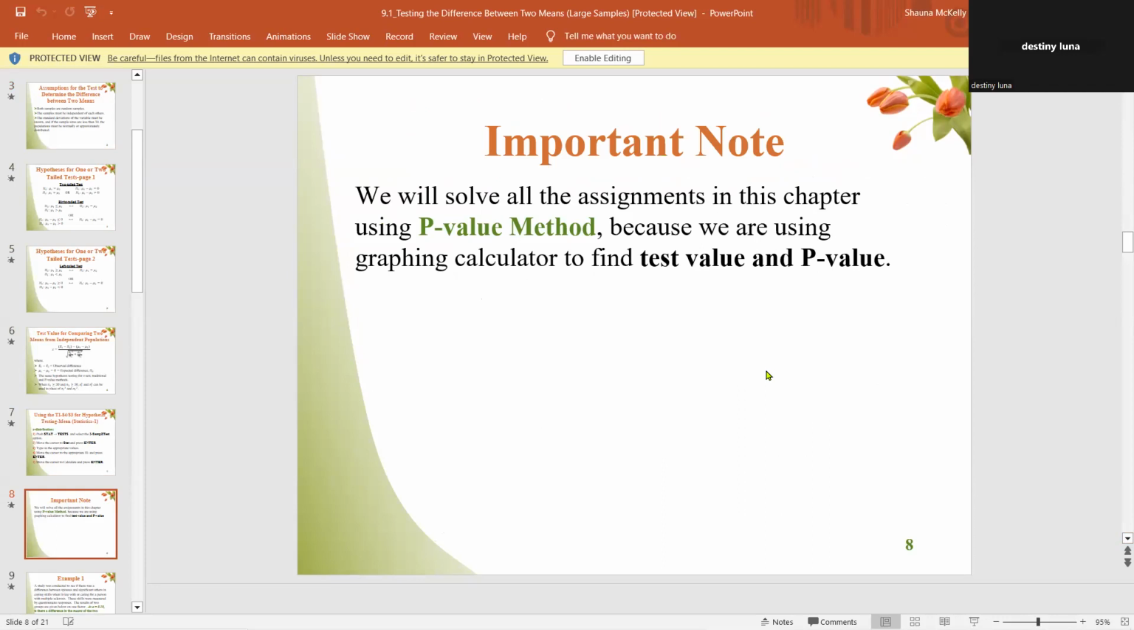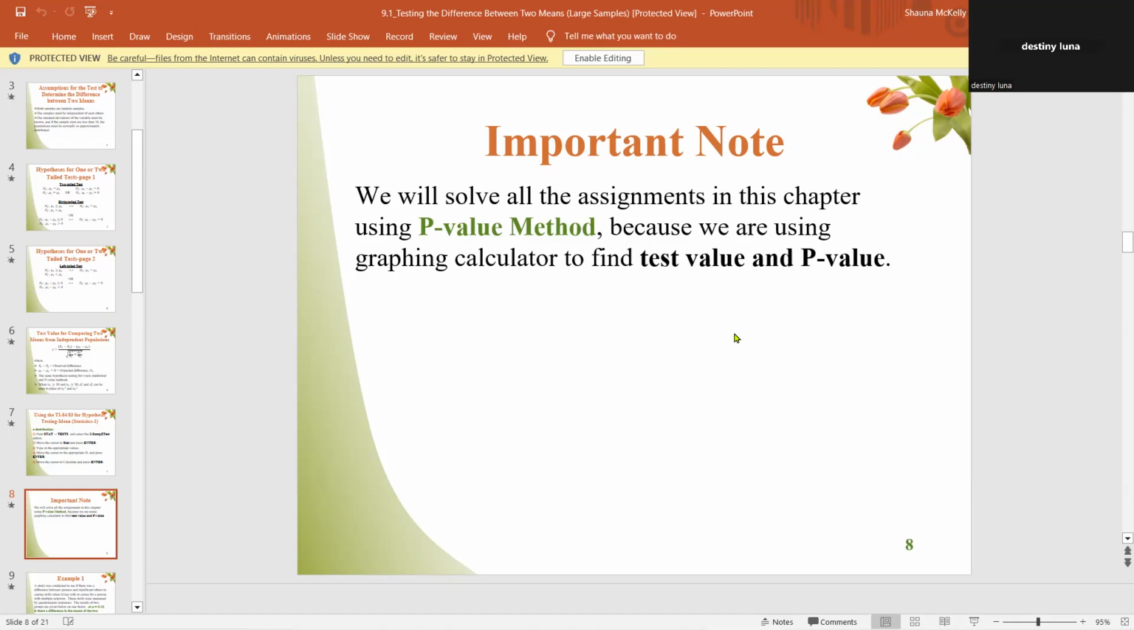That means 9.1, 9.3, and I believe 9.5. She's covering 3 sections of this chapter. Any of those sections, you're using the p-value method, okay? And you're going to use the calculator to find the test value and the p-value. That's why I made the comment that I made about her steps at the top of the homework assignment, because there's no critical value here, it's all p's.